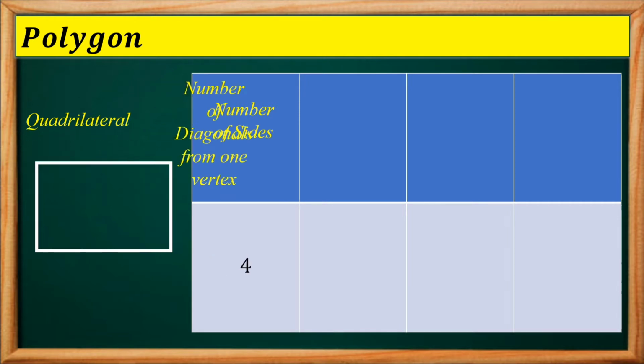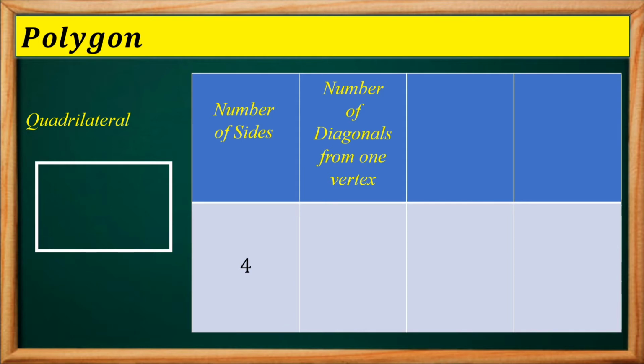Next, number of diagonals from one vertex. Pipili lang tayo ng isang vertex. Example, we will choose this vertex. Since we are talking about diagonals, then another vertex here. Then, from one vertex, how many diagonals do we have? We only have one. Hindi na pwede dito, isang vertex lang, from one vertex.